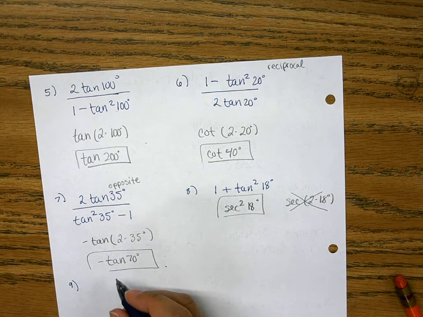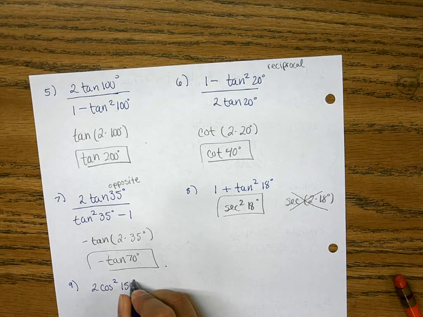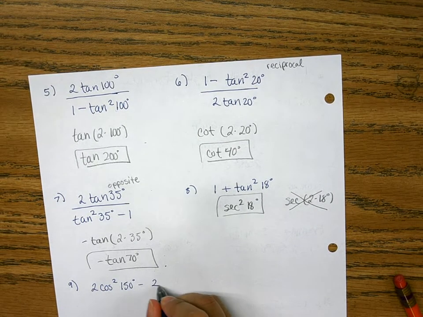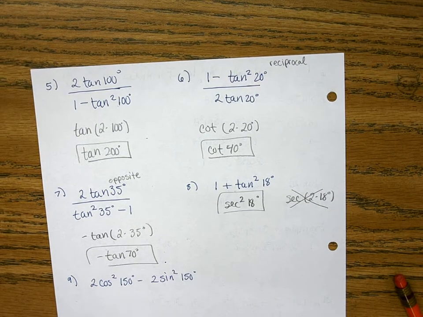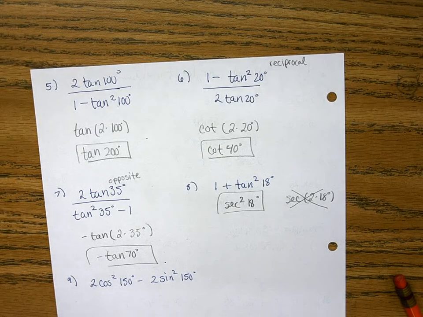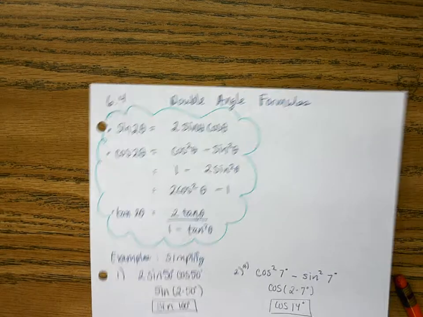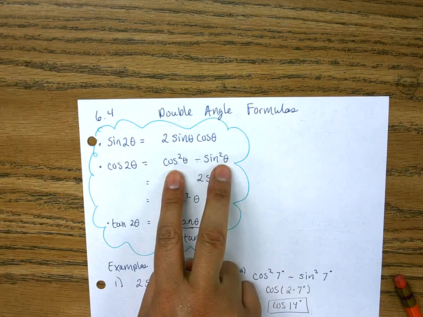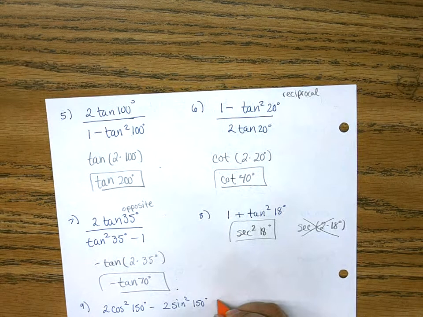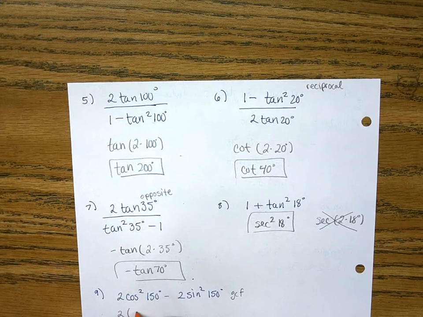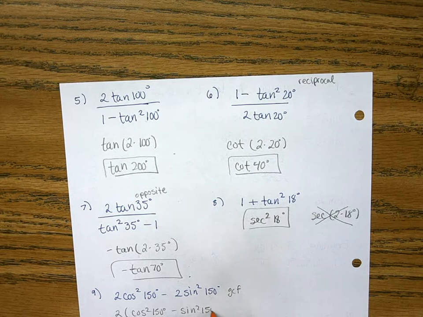Okay, number 9, 2 cosine squared of 150 degrees, take away 2 sine squared of 150 degrees. Okay, that doesn't look like anything. Well, it looks close to this one, but the one that I just wrote down has 2's as a coefficient and this one does not, so maybe we can GCF it. Take out a 2, leaving me with cosine squared 150 minus sine squared 150.